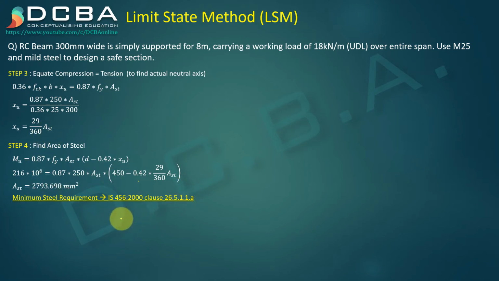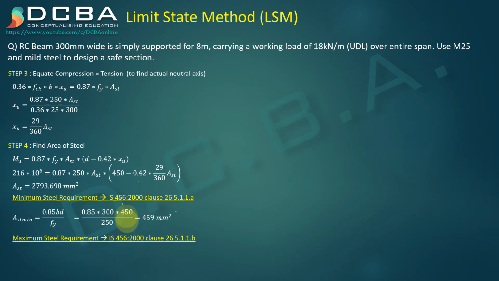IS 456 has given us minimum steel requirement which is required, and it has also given us maximum steel requirement. So minimum steel requirement is from clause 26.5.1.1.a, which says that AST minimum should be 0.85 BD upon Fy. So 0.85 into B 300 into 450 upon 250, B into D upon Fy, which comes out to be 459 mm square. Obviously our area of steel which we have found is greater than this.